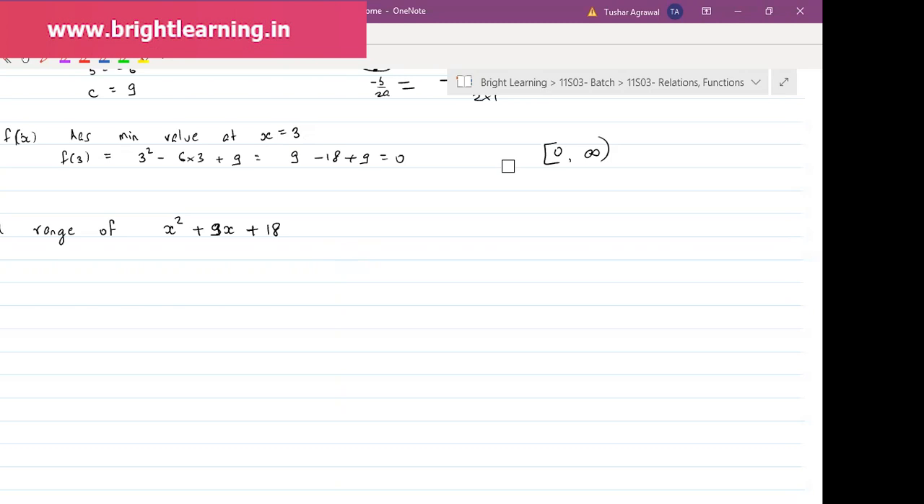Write your answers in the chat box. For infinity, you can use the symbol F. F for infinity, no need to type the complete thing. Tell me the interval.